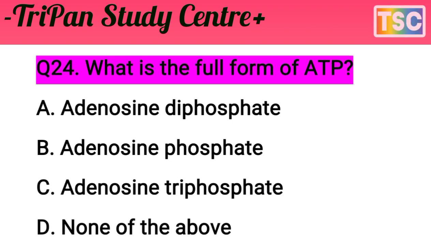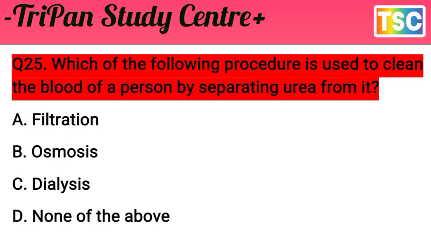Let's see the next question. Next question on your screen. Which of the following procedures is used to clean the blood of a person by separating urea from it? This is most important from the exam point of view.